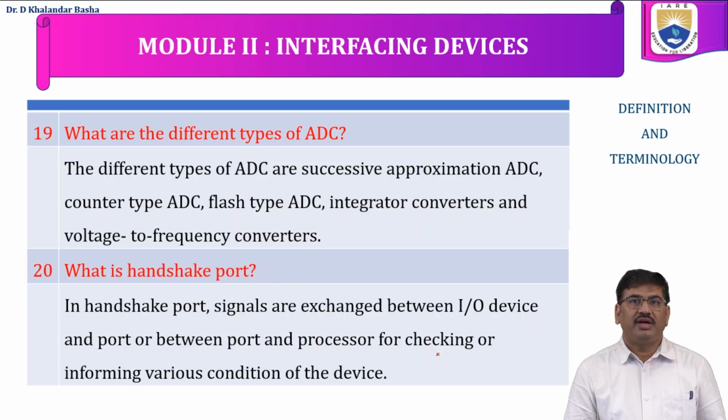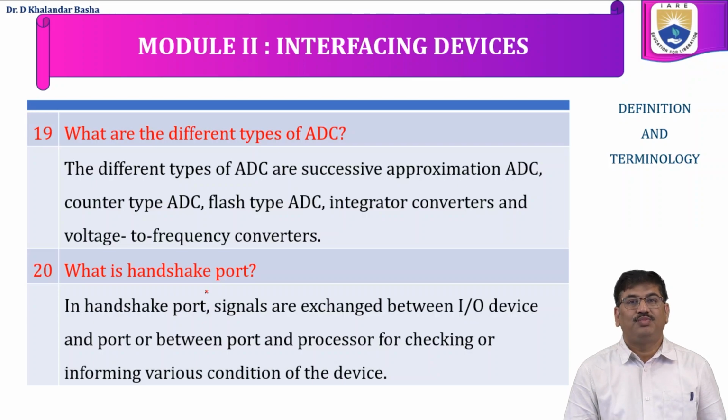What are the different types of ADC, that is analog to digital conversion? The different types of ADCs are successive approximation ADC, counter type ADC, flash type ADC, integrator converters, and voltage to frequency converters. These are the various methods which we can use for converting an analog signal into digital signal.